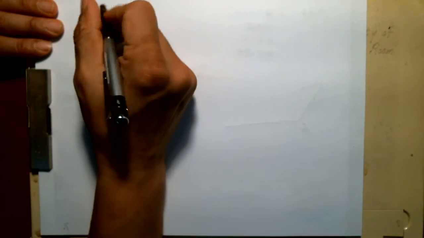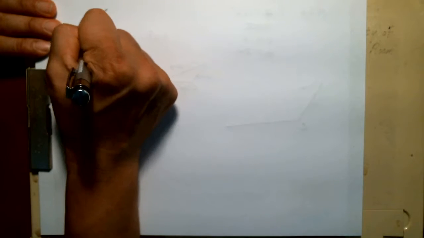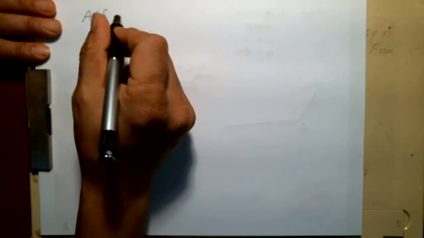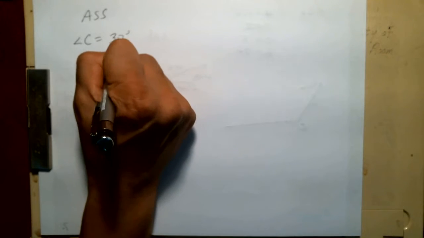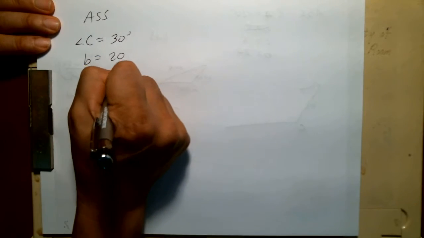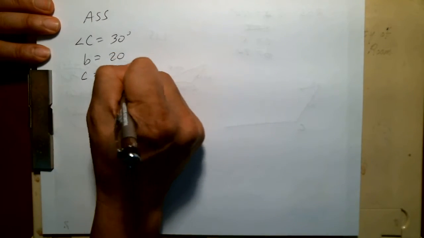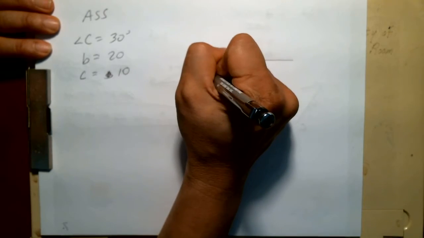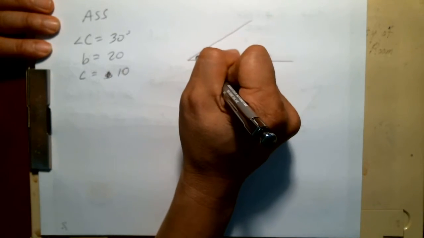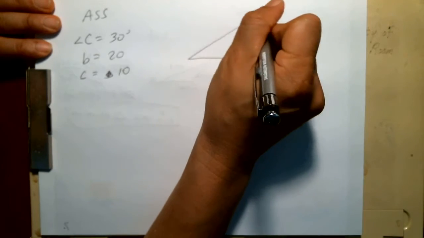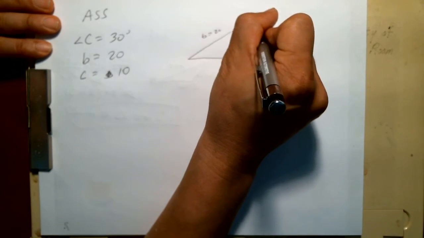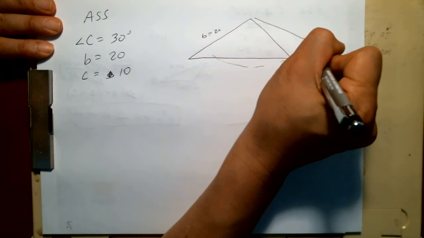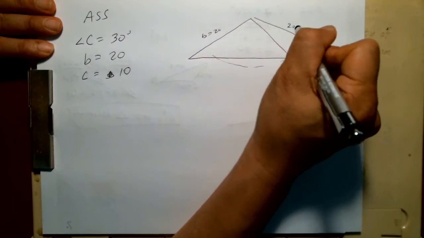Let's try this one right over here. An ASS situation where the angle C is equal to 30 degrees, and b is equal to, let's say, 20, and little c is equal to 5 now. No, let's not try 5. Let's try like 10. Okay. So we draw the base right here. The angle is 30 degrees. Try to draw it right. This is about 30 degrees, somewhere around there, right? This distance is b. It's 20, and from here to here is, sorry, 10.